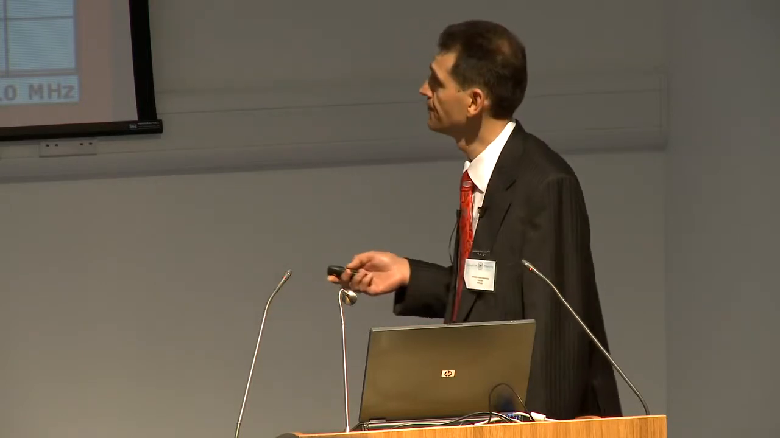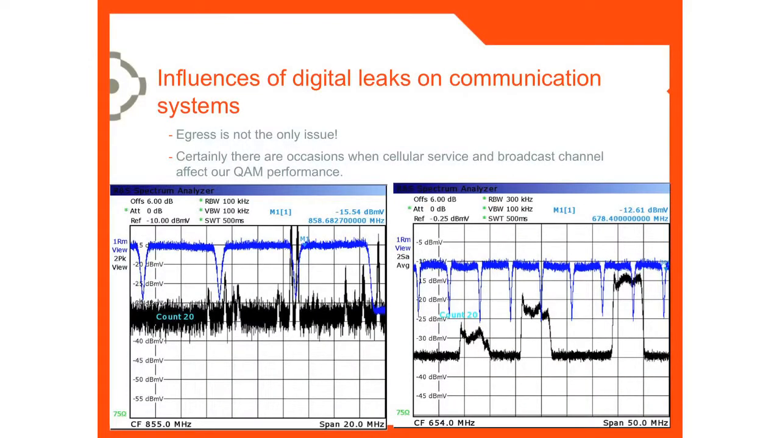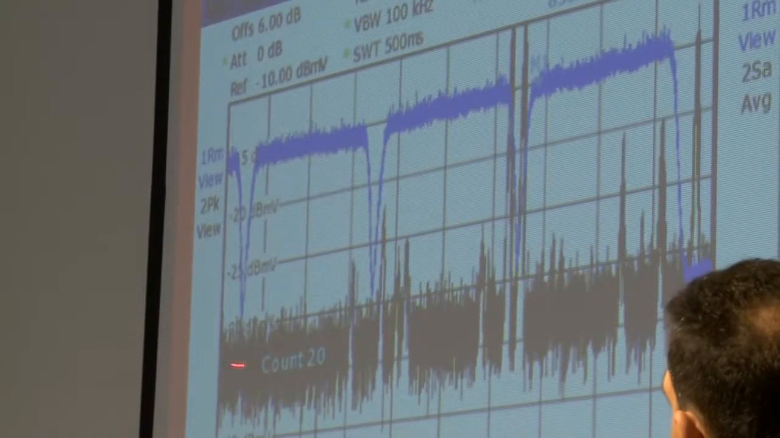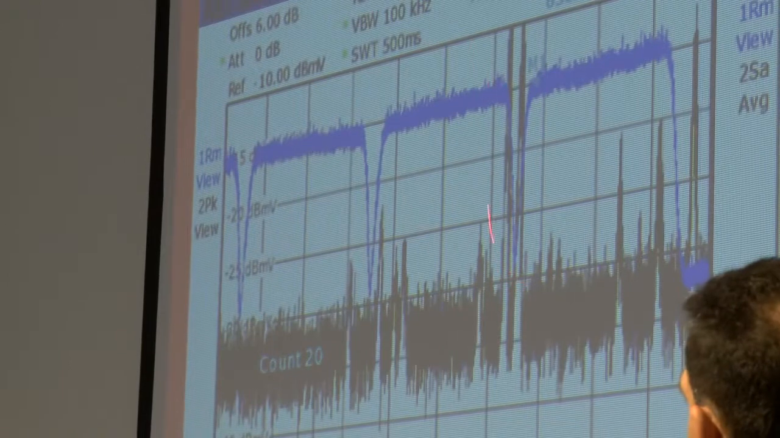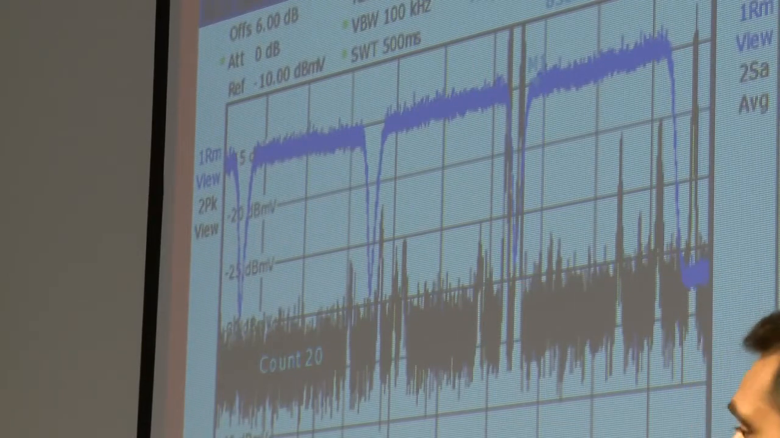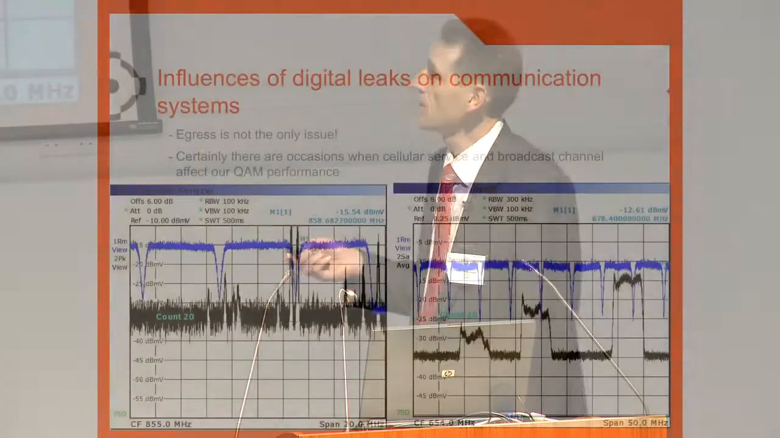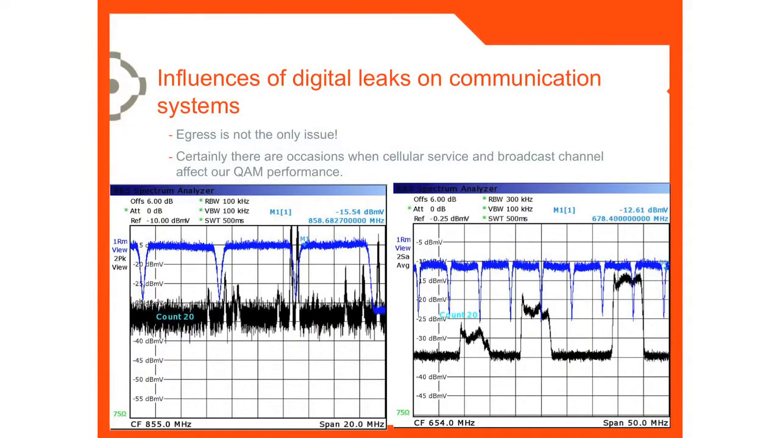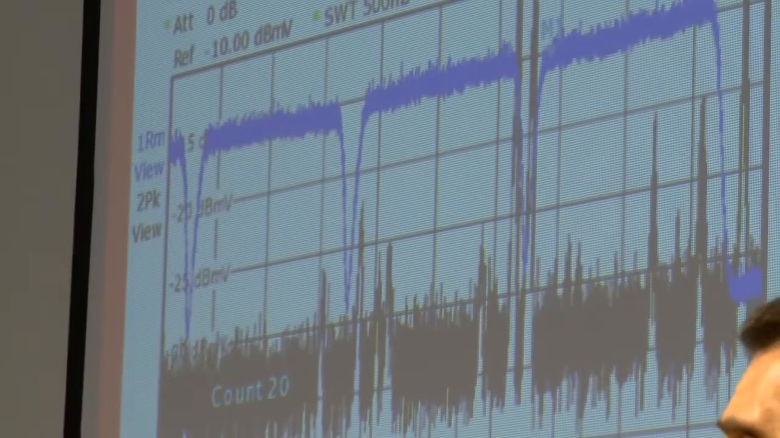Here is an example of signals that may actually interfere with the cable plant. These are QAM signals, and the black plot is the cellular telephony. As you can see, two QAM channels can be affected at once if there is network shielding deficiency.